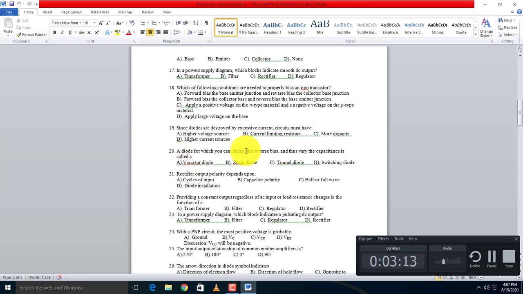A diode for which you can change the reverse bias and thus vary the capacitance. If capacitance is varied in a diode, then that diode is a varactor diode, also called a varicap, and it is present in modulation circuits.